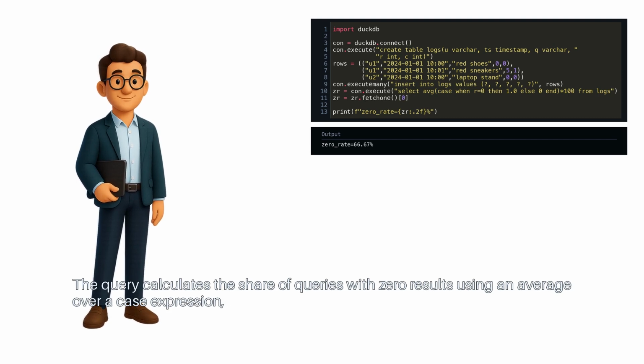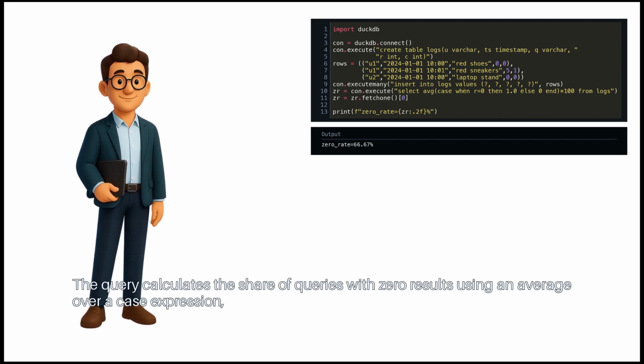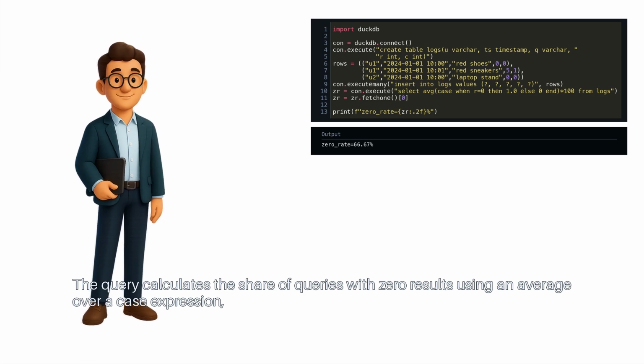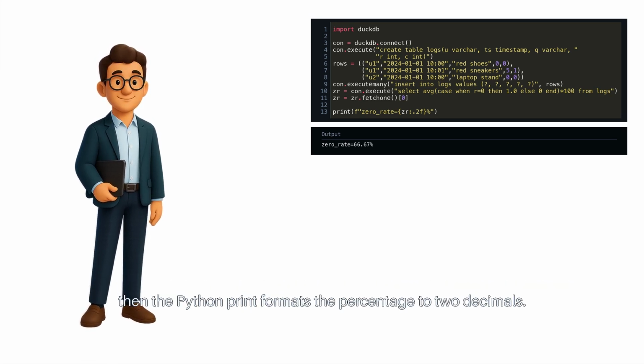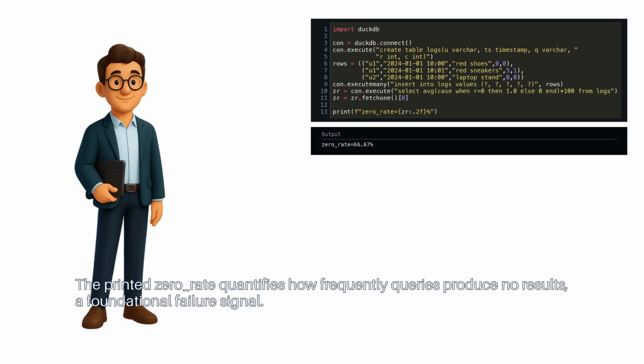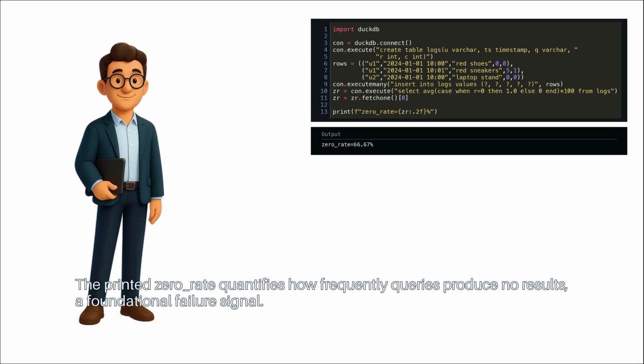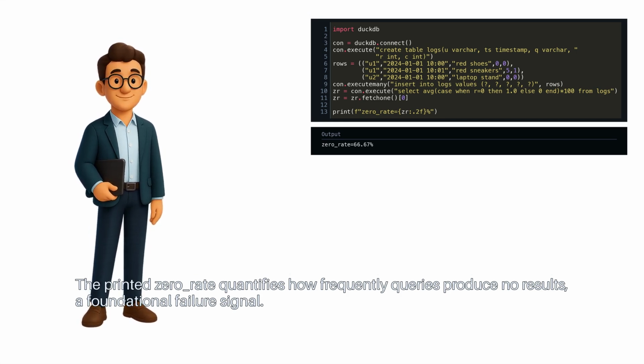The query calculates the share of queries with zero results using an average over a case expression. Then the Python print formats the percentage to 2 decimals. The printed zero rate quantifies how frequently queries produce no results, a foundational failure signal.